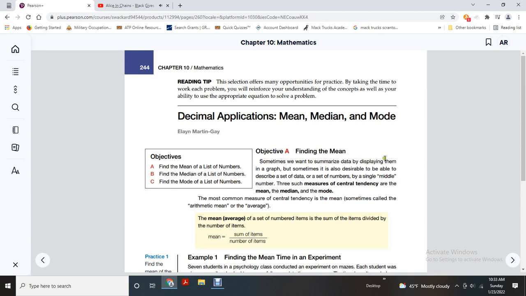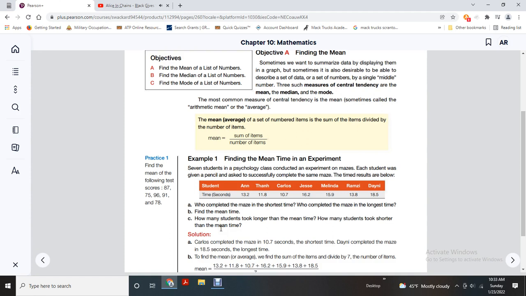Sometimes we use summarized data displayed within a graph. Sometimes it is desirable to describe a set of data, a set of numbers, with a single middle number. These measures of central tendency are called the mean, median, and mode. The most common measure of central tendency is the mean, sometimes called the arithmetic average. The mean of a set of numbers is the sum of the items divided by the number of items.